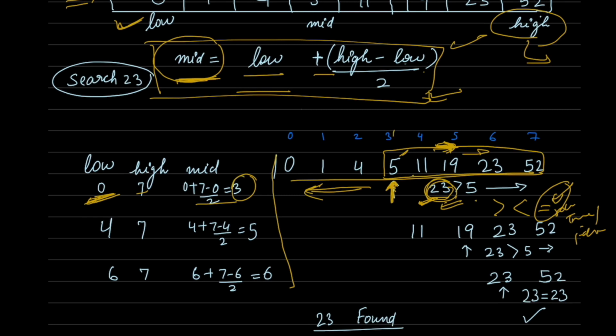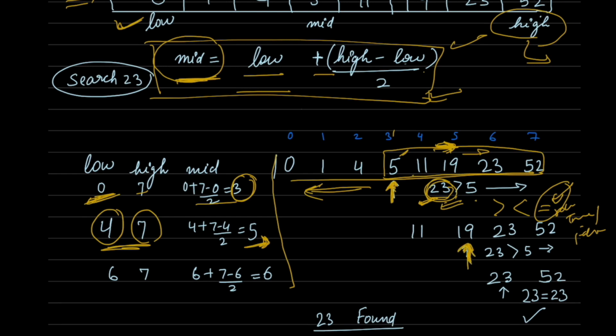So our middle was 3. Since we know we have to move to the right side of the array, we change the low to 4. High would remain the same because we have to traverse the right side of the array. Now again we calculate the middle element. Middle element would be somewhere around 5. Now we check it with the fifth element, which is 19.